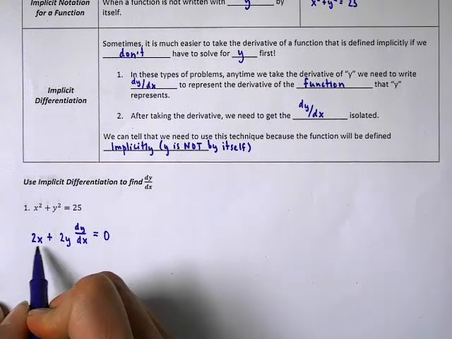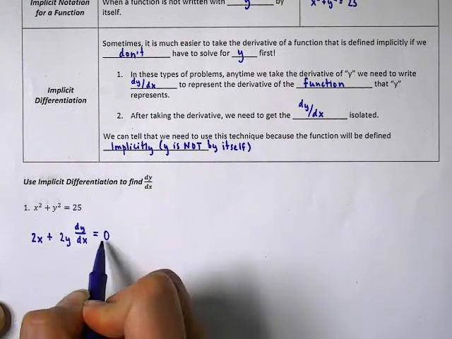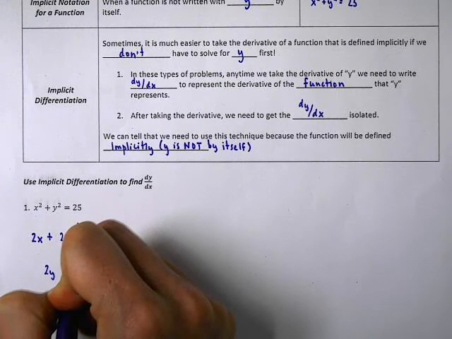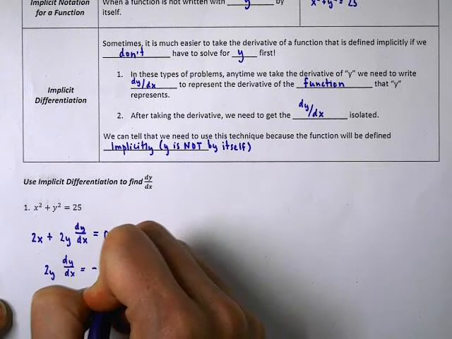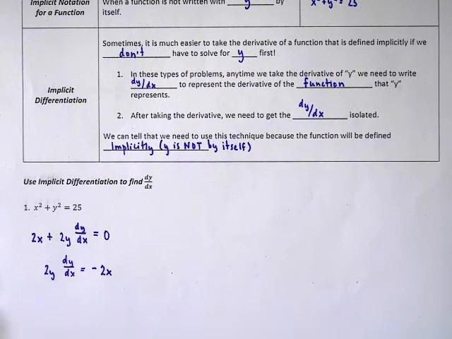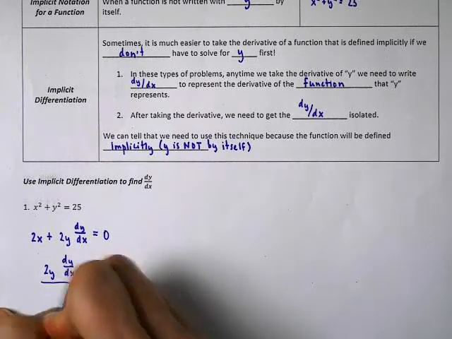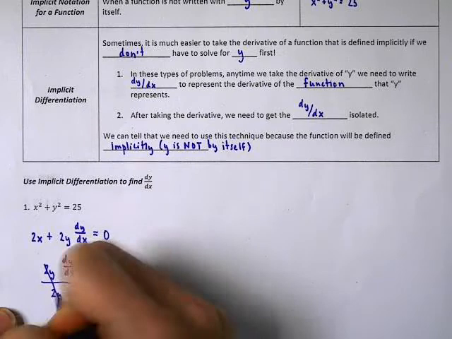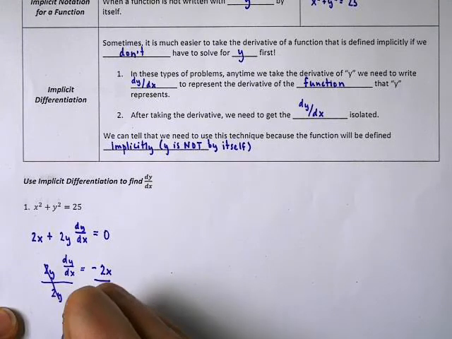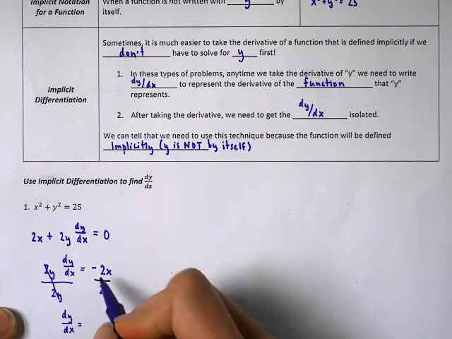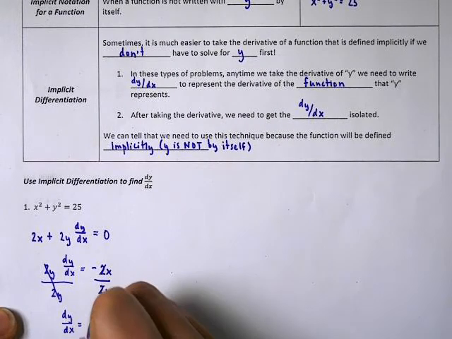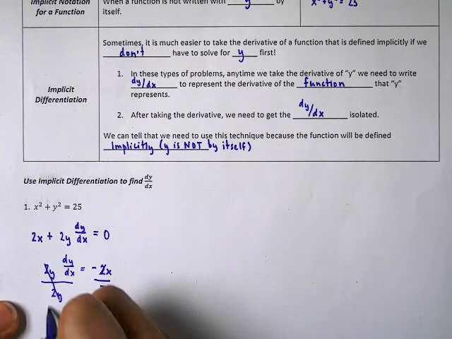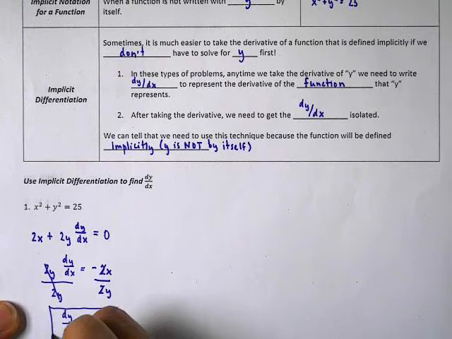So in this case, I'm going to take everything without a dy/dx and I'm going to move it over. So I get 2y dy/dx equals negative 2x. The next thing I have to do to get dy/dx by itself is I'm going to divide by this 2y. So those are going to cancel, and I'm going to get dy/dx equals, my 2's are going to cancel, so I'm going to get negative x over y. Now I've isolated dy/dx, and so I have my derivative.